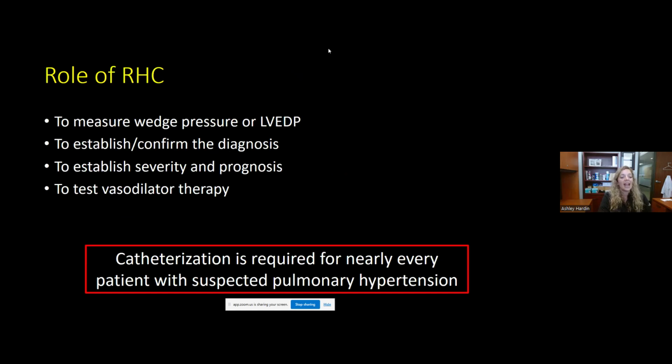Again, the right heart cath, we obviously can measure a wedge pressure. If we can't get a wedge pressure, it's recommended to try and obtain a left ventricular end diastolic pressure, to confirm the diagnosis, establish severity and prognosis, and then vasodilator therapy testing. So basically, catheterization is required for essentially every patient with suspected pulmonary hypertension.